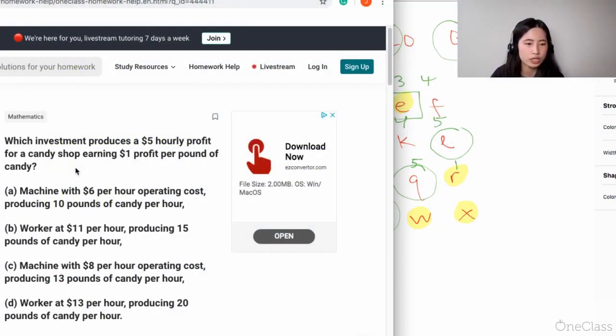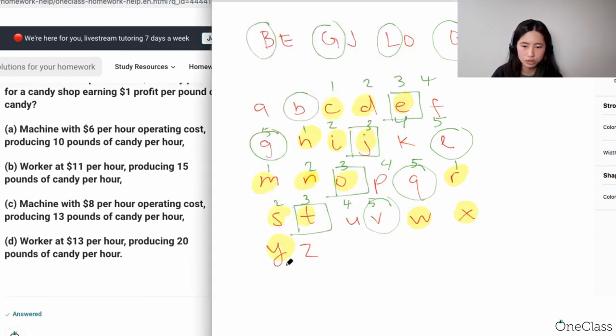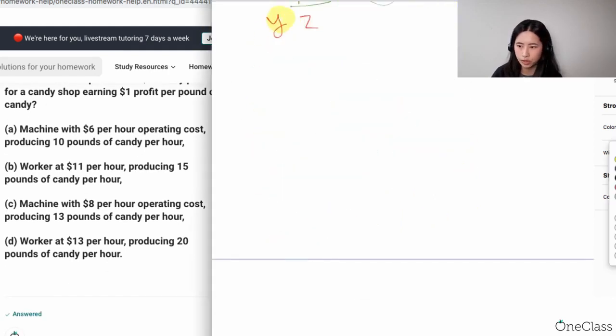Yeah, for this question, we need to find which investment produces a $5 hourly profit for a candy shop earning a dollar profit per pound of candy. Okay, so we have four options. So what we're going to do first.